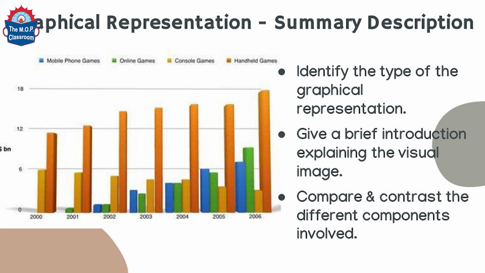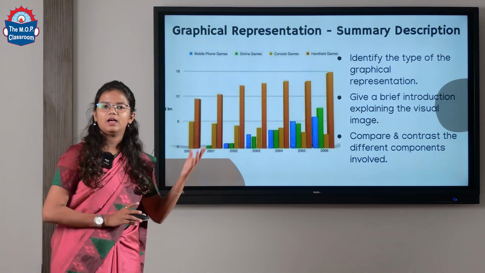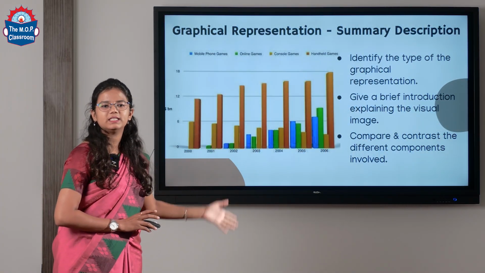For example, let us take the year 2006. In the year 2006, you can clearly see that handheld games had been sold the highest, and the sale of console games had been the lowest. So, mentioning such clear details should be there in your answer. That will enhance your answer and convey all the information given in a visual image and convert it into a verbal narration. Then the most important aspect is comparing and contrasting the data that are given.